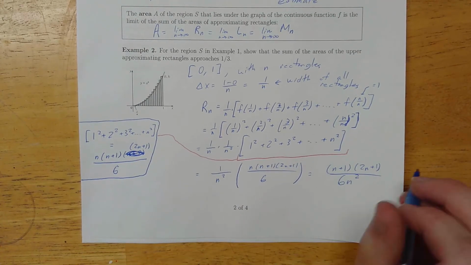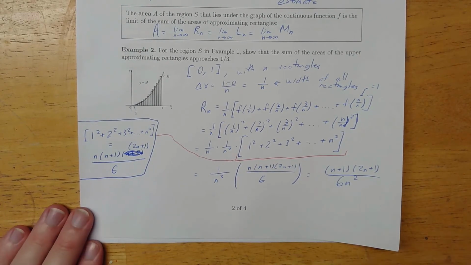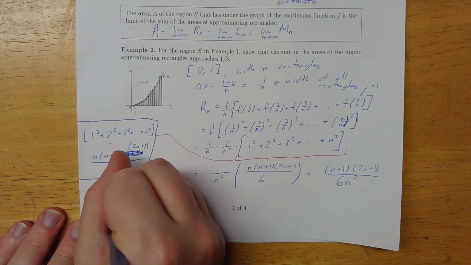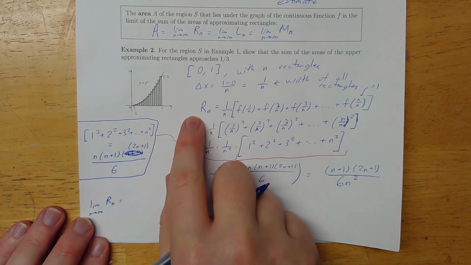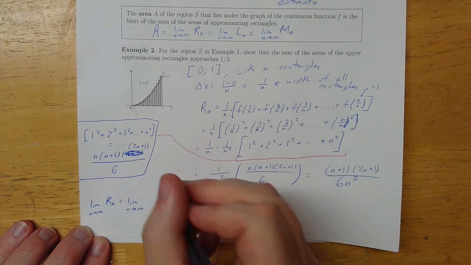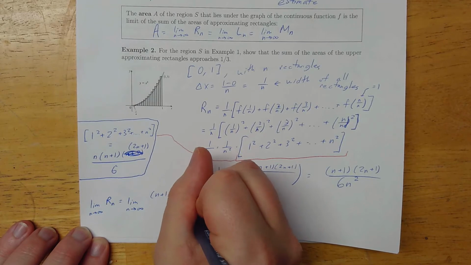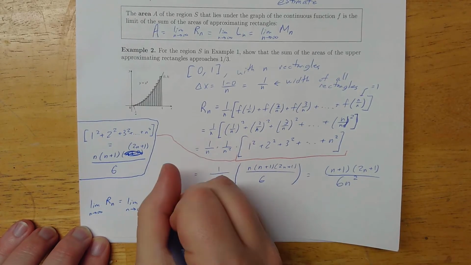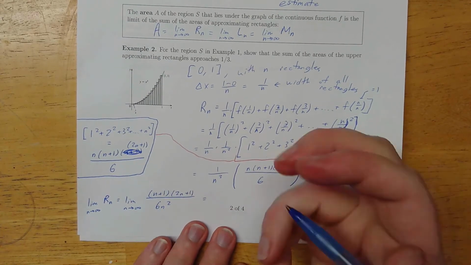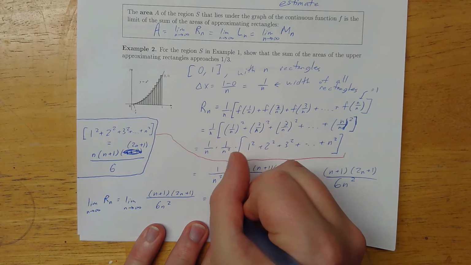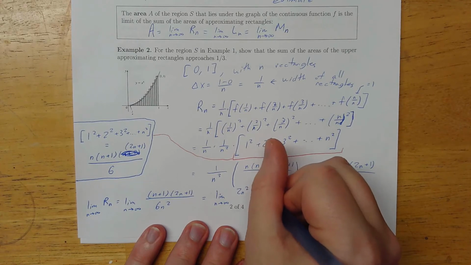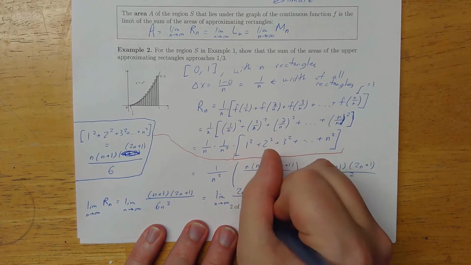Well, what we wanted to do is take the limit of this as n approaches infinity. So what we'll do is take the limit as n approaches infinity of this using the right endpoints to find the area, which will be the limit as n approaches infinity of n plus 1 times 2n plus 1 over 6n squared. Now, if we multiply those things in the numerator together, we're doing the same thing as taking the limit as n approaches infinity of 2n squared plus 3n plus 1 over 6n squared.